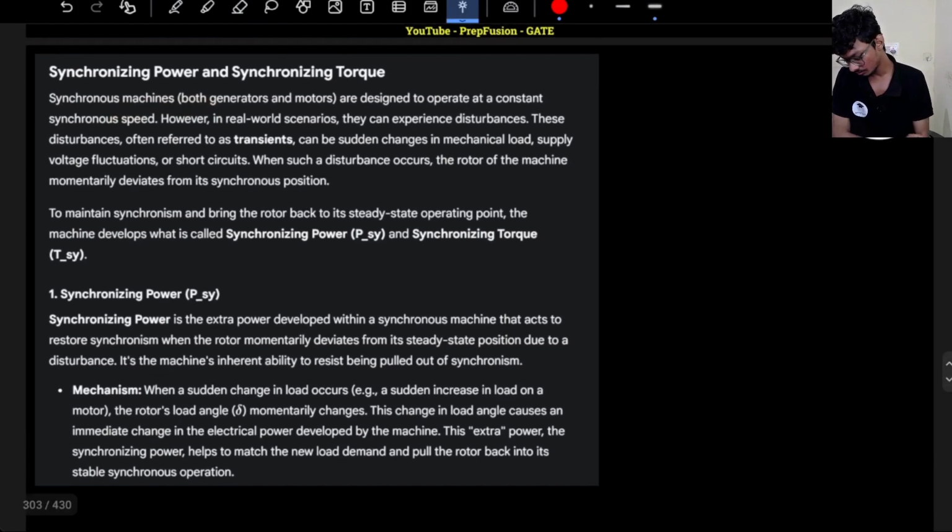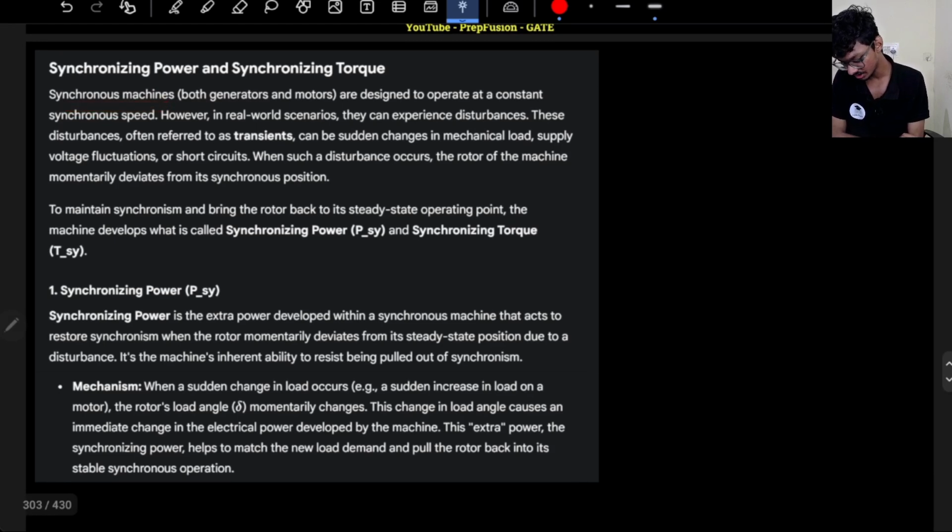Okay, so synchronous machines, both generators and motors, are designed to operate at a constant synchronous speed. However, in real world scenarios, they can experience disturbances.